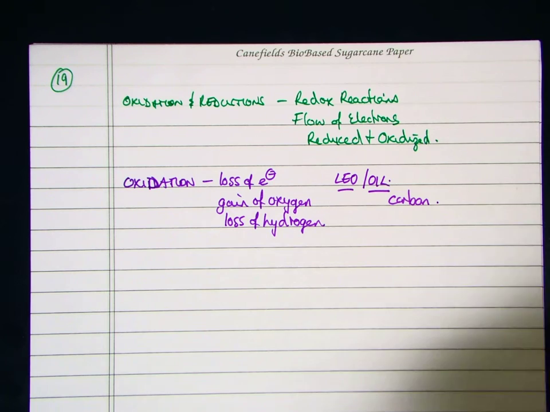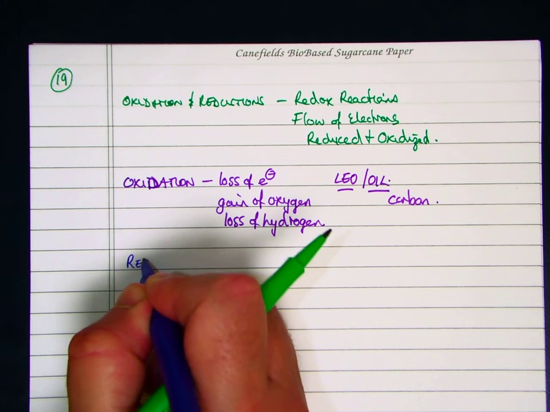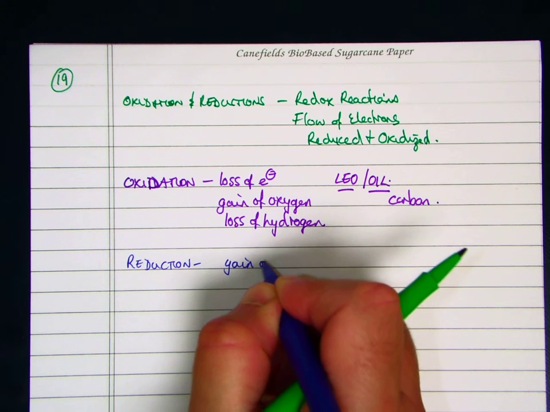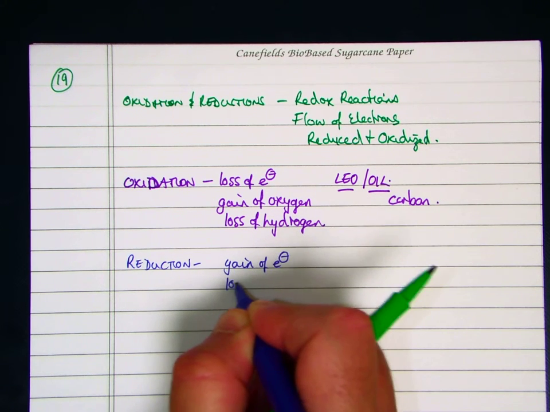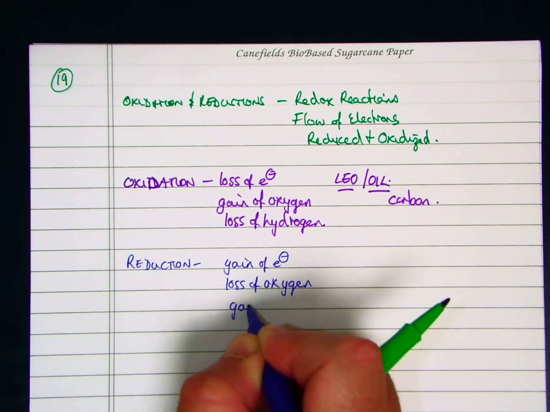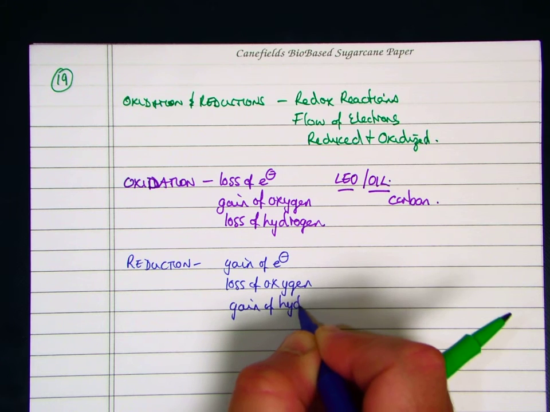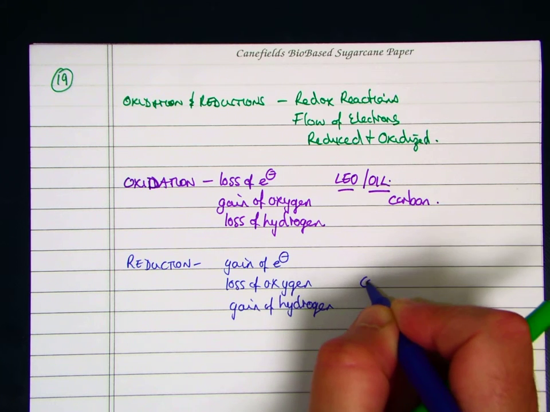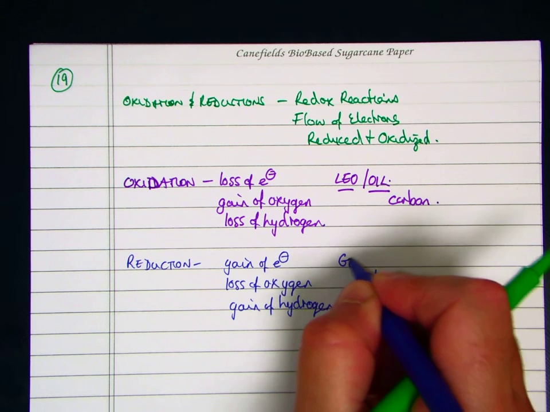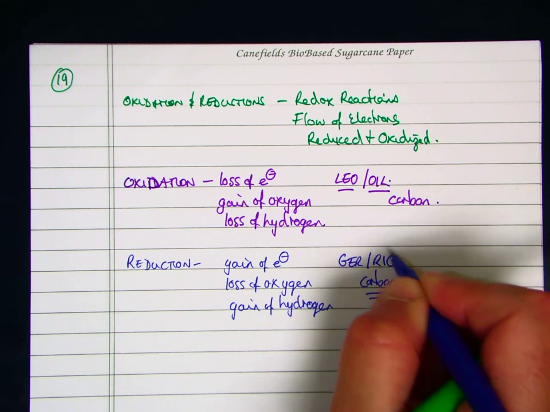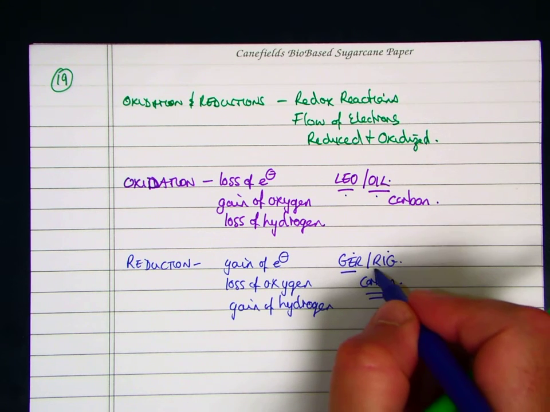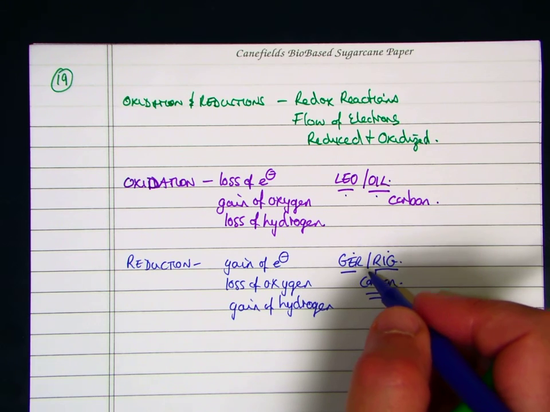The alternative to oxidation is then reduction. Now, in reduction, we're going to see a gain of electrons, loss of oxygen, and a gain of hydrogen. And again, this is all in reference to carbon, the center carbon atoms. And this is GER and RIG. So LEO goes GER, or OIL RIG. Gain of electrons is reduction. Reduction is gain of electrons.